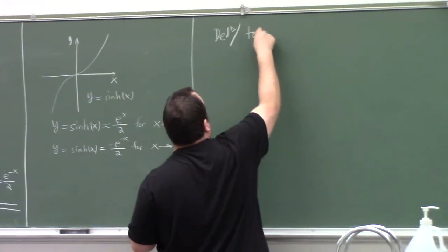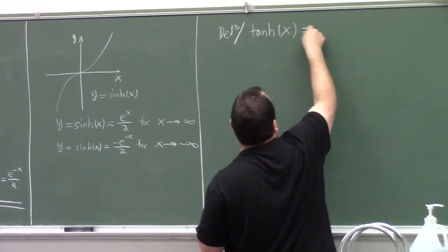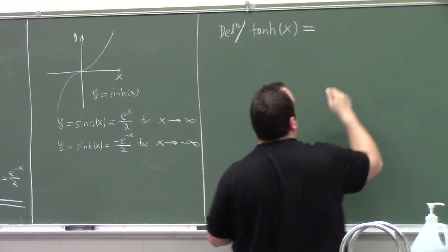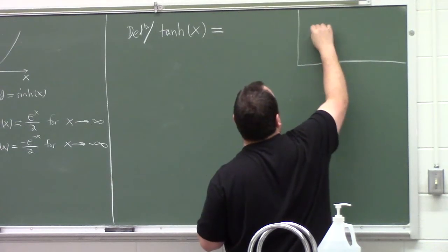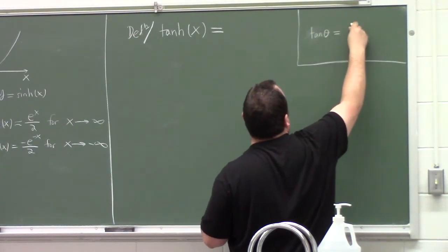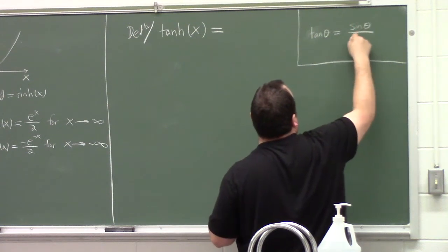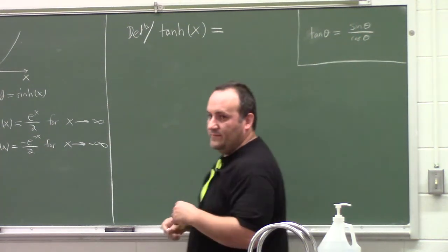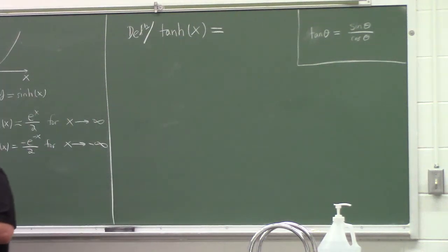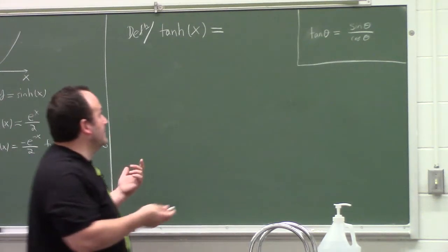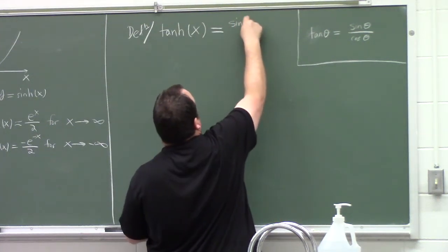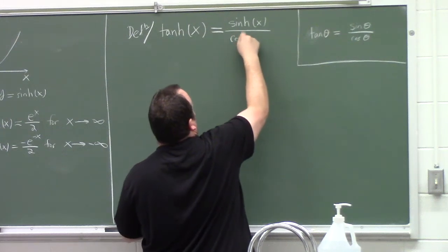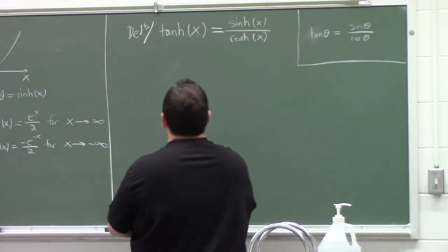Definition: hyperbolic tangent is equal to what? Now, for those of you who've had trigonometry before, you remember how we defined tangent? Tangent theta was sine theta divided by cosine theta. You may or may not remember that. If you don't, it's fine, it's not part of this course. So what do you think hyperbolic tangent is? Sinh over cosh. You are correct.